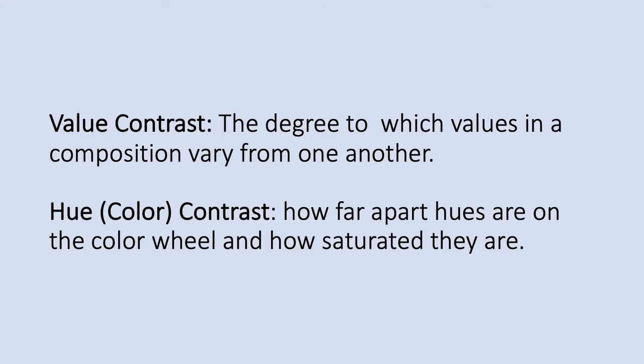Value contrast is the degree to which values in a composition vary from one to another. Hue or color contrast is how far apart hues are on the color wheel and how saturated they are. So it's important to understand the difference between the two here because they are very similar, but they are very different. We've talked a bit about value contrast, but hue contrast is how far apart the hues are on the color wheel, and also related to that is how saturated they are or how muted they are.